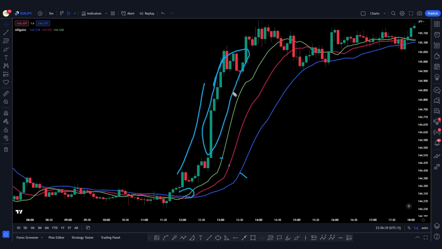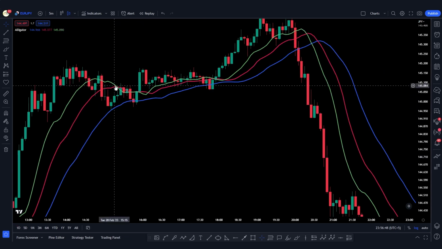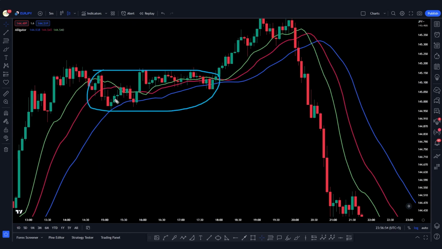So with the formation of this market structure, it means that the market is in bullish strength, and whenever the Williams Alligator indicator lines are crossing each other, that means that the market is in a ranging phase, and we usually want to avoid this phase because during this phase a lot of stop losses occur and we don't want to be part of those stop losses.